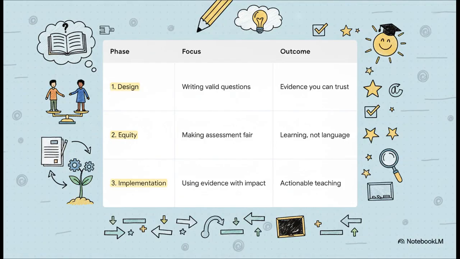The guide itself is broken down into 3 really clear phases. First up, you've got design. That's all about writing questions that give you evidence you can actually trust. Phase 2 is equity, which is about making sure your assessments are fair for every single student. And finally, Phase 3, implementation. This is where you use that evidence to make real, powerful changes in your teaching. Believe me, this is about strengthening your professional judgment, not just piling on more paperwork.